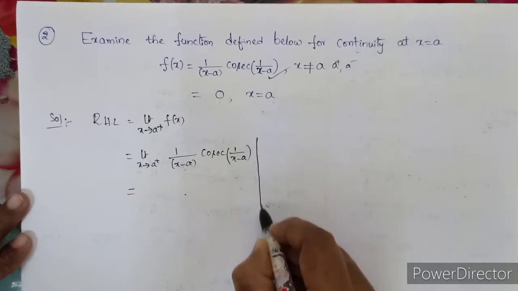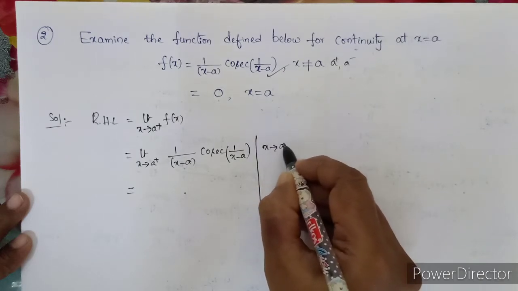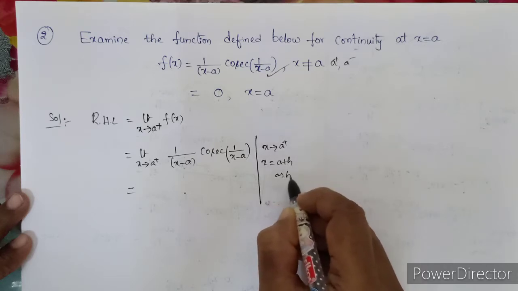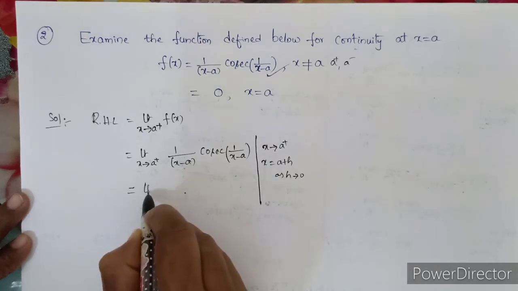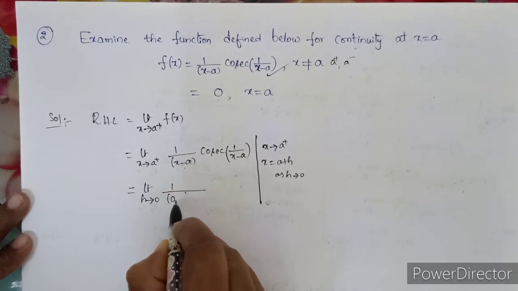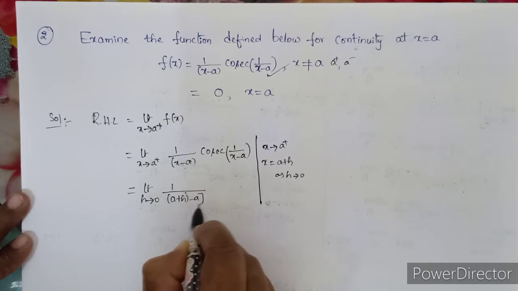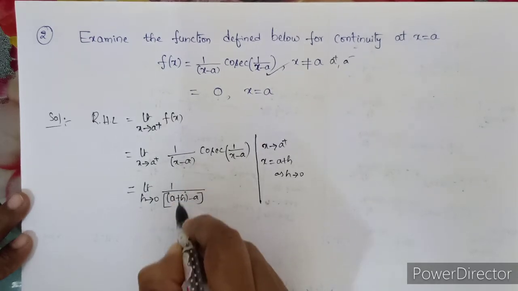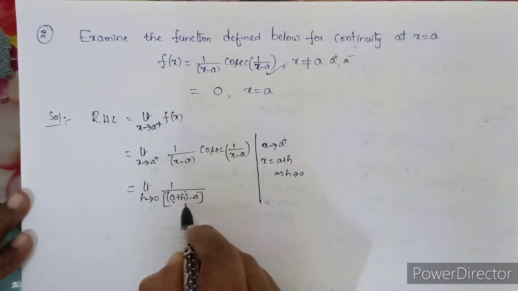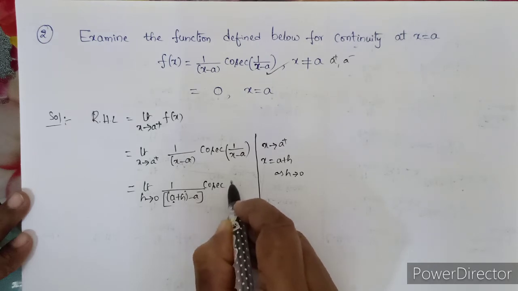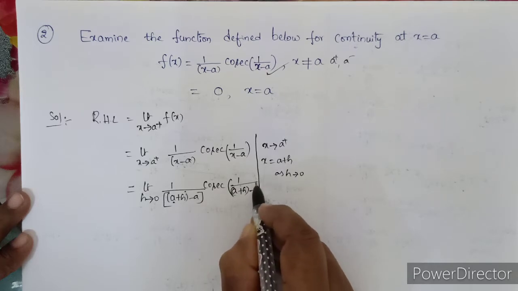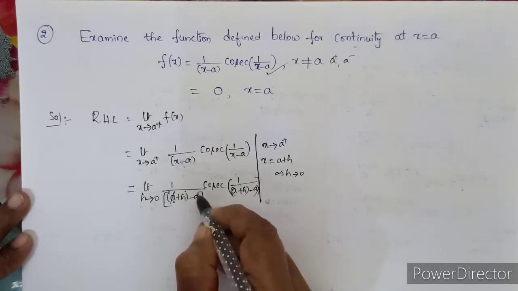When x is tending to a, we write x as a plus h as h tends to 0. Limit h tends to 0, 1 by a plus h minus a, cosecant of 1 by a plus h minus a. We are writing a plus h in place of x, we replace x by a plus h. Cancel a.